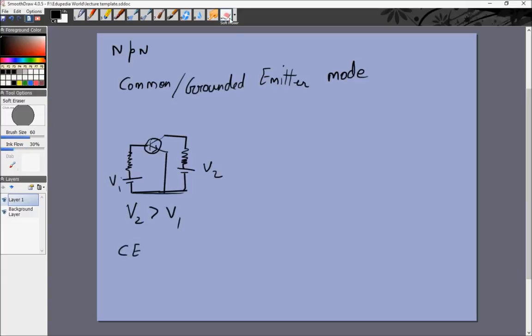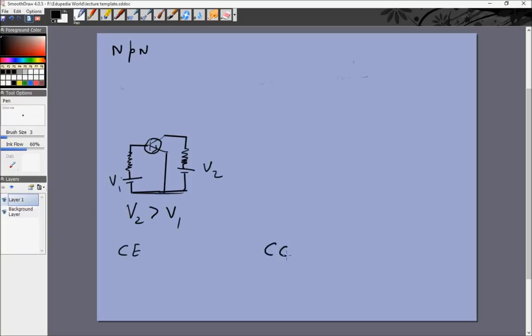Now I'll just rub this out and draw all three modes together. There is the common or grounded emitter mode, CE, the common or grounded collector mode, CC, and the common or grounded base mode, CB. The common one basically means we assume the potential of that terminal to be 0.